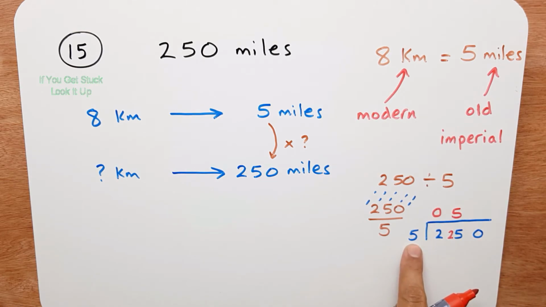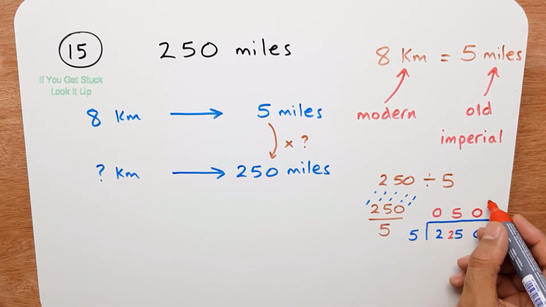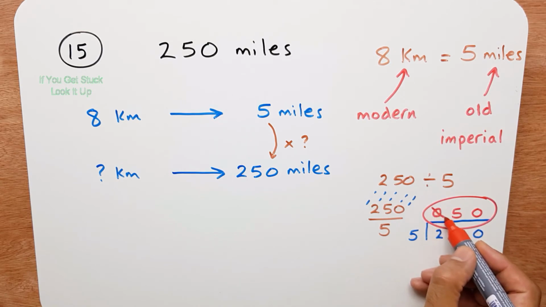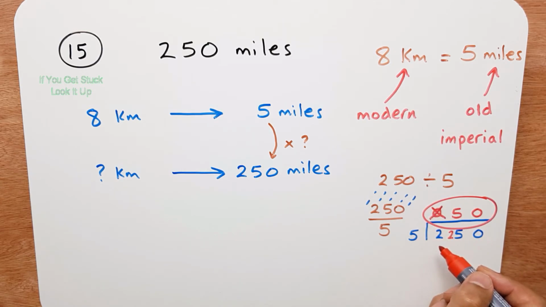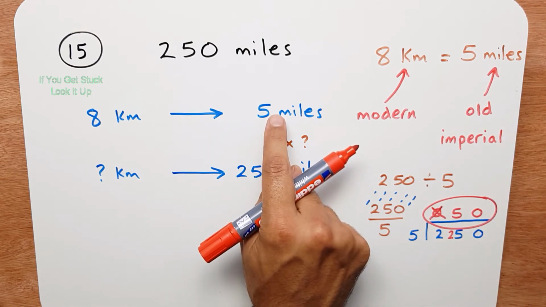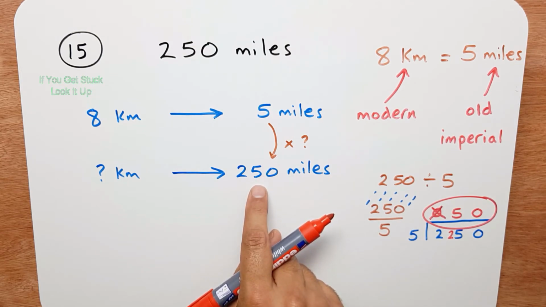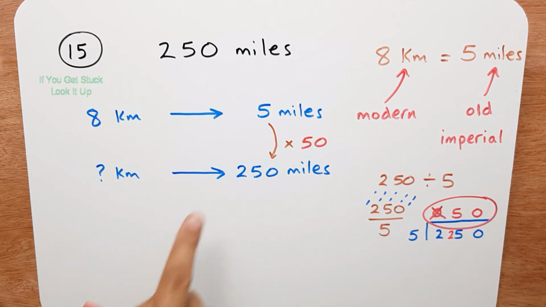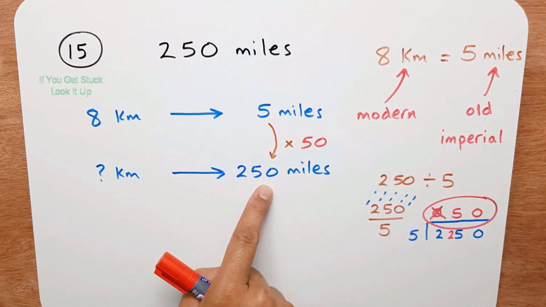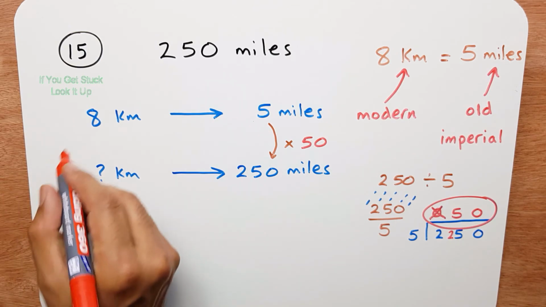And finally, how many 5s are there in 0? There's 0. So our answer is 050. We said you can ignore or cross out the leading zeros. So our answer is 50. So 5 times 50 is 250. Now, if we multiply 5 by 50 to get 250, we also need to multiply 8 by the same amount.